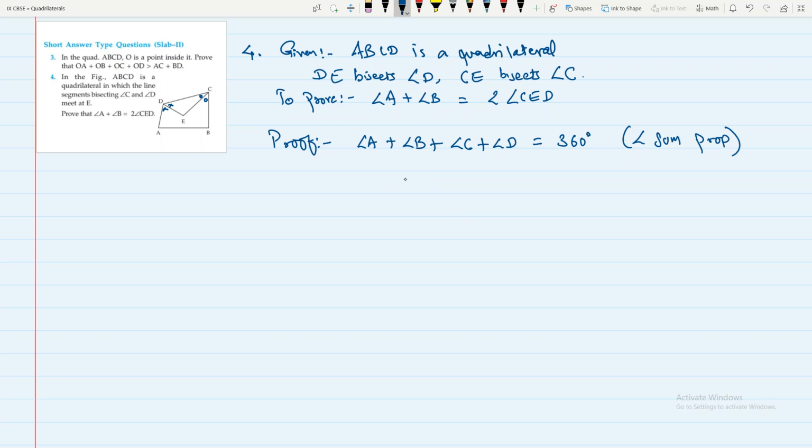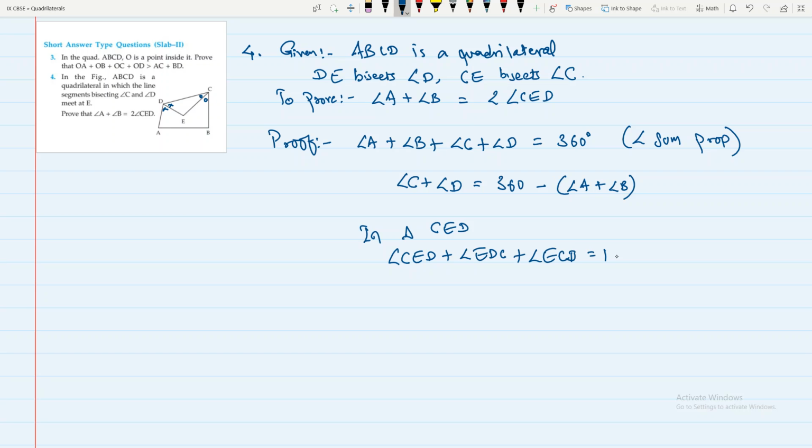So we can say that angle C plus angle D is equal to 360 minus angle A plus angle B. We took angle A plus angle B directly there. Next, in triangle CED, if you can see, angle CED plus angle EDC plus angle ECD is equal to 180 degrees.